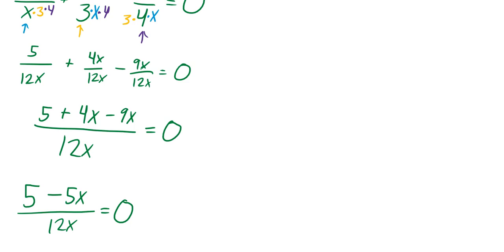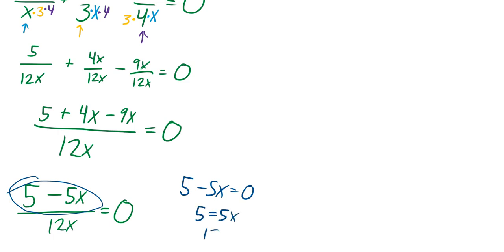I simplify this fraction. In this case, this fraction doesn't simplify. And then I find the zeros of the numerator. Before, at the start of it, I used the zeros of the denominator to get excluded values. Now I'm using zeros of the numerator to get my zeros. I'm figuring out what makes 5 minus 5x come out to 0. If I solve that, I get 5 equals 5x.